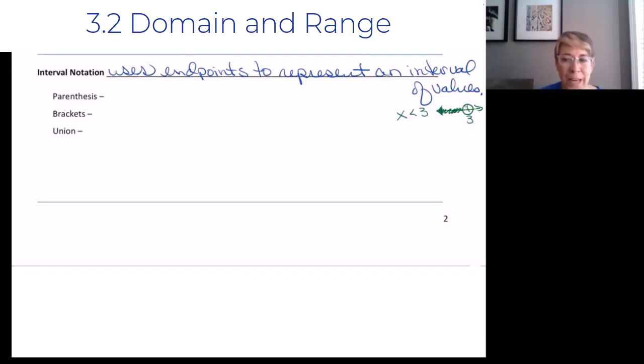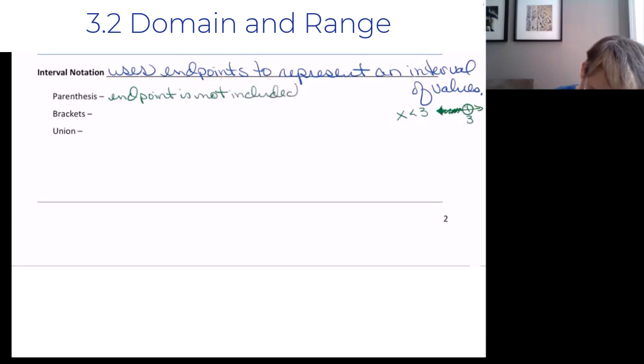So in interval notation, we use parentheses when the endpoint is not included. So that would be if you have strictly a less than or greater than, or old school, it would have been an open circle. That's when we use parentheses.